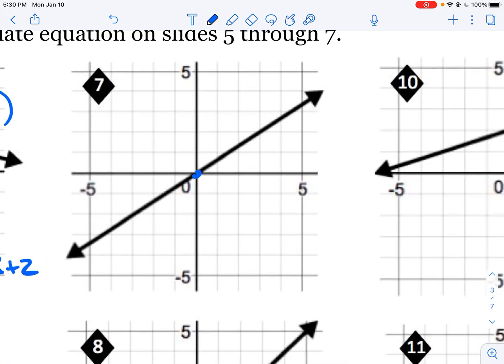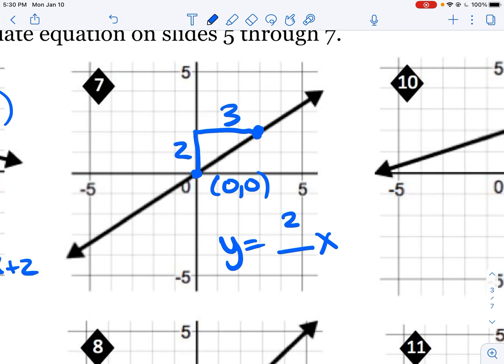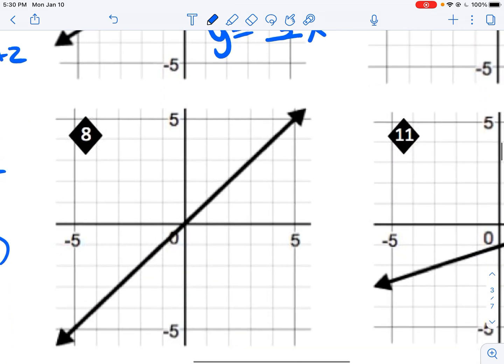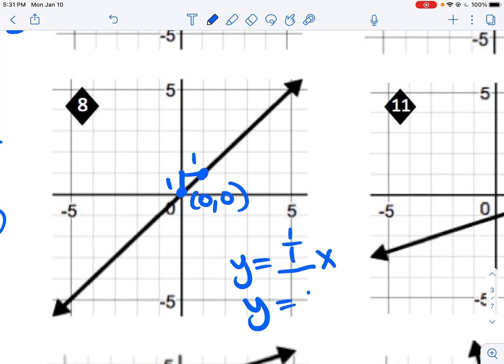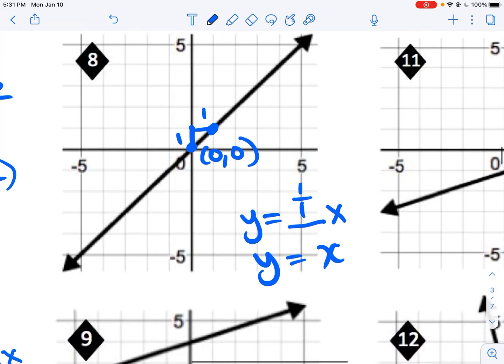Right here, again, I'm going through the point (0, 0). So that means it's going to be y equals something x, nothing added on. So then I have that point right there. It goes up 2 and over 3, so I get 2/3. This one, again, is going through the point (0, 0). y equals something x. It is going in the positive direction. Goes up 1, over 1. So 1 over 1, which we don't write, it would just be y equals x.